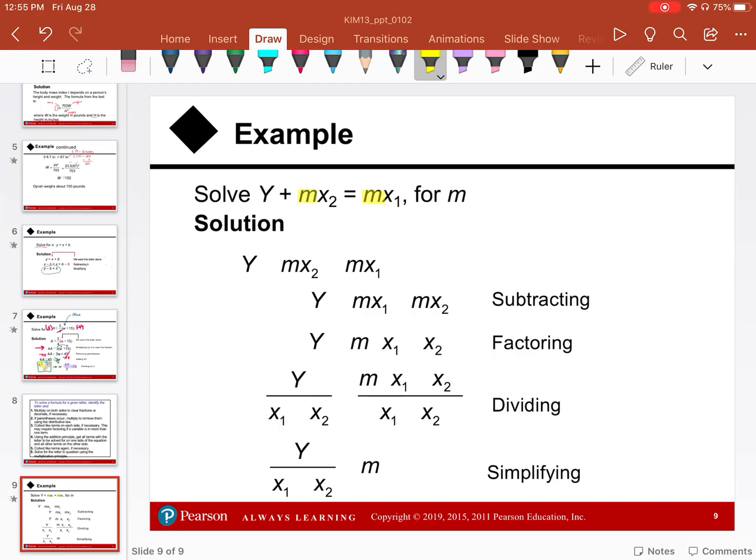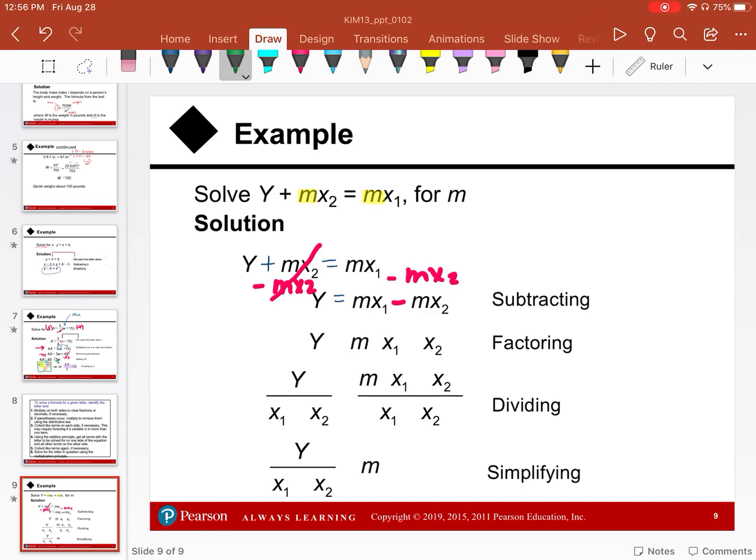All right, let's begin by getting m by itself. So our problem is y plus m x2 is equal to m x1. So let's go ahead and get our m's together. So we do that by subtracting both sides by m x2. So that's gone, minus m x2. So we have y equals m x1 minus m x2.